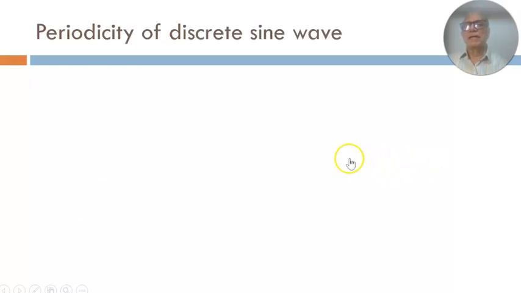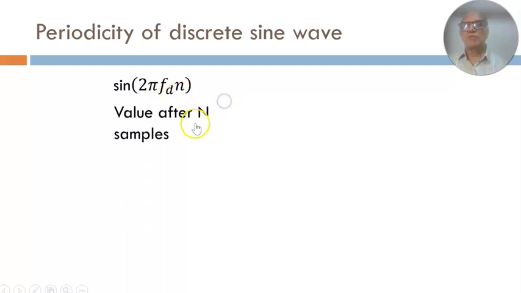Okay, next we want to study the periodicity of the discrete sine wave. That is what we want to study. So let us start. We got an expression that is sine of 2 pi fd into n. Now suppose we take a value after n samples. So n has some value. Now you add further N samples to this and find out what is the value.